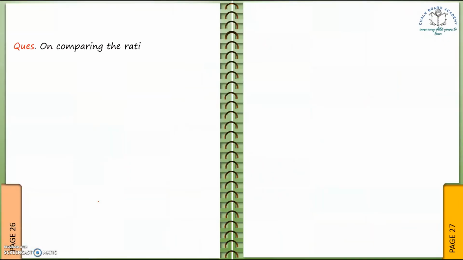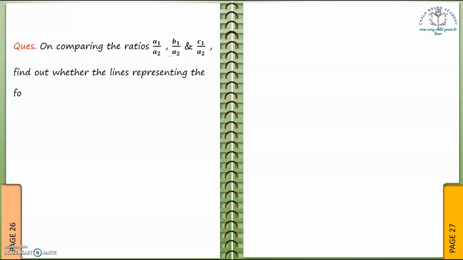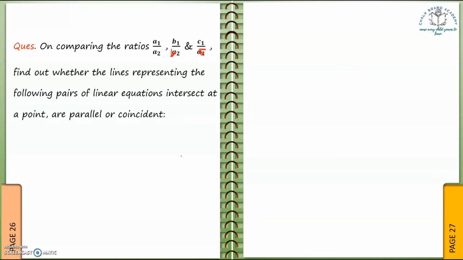The first question is on comparing the ratios, that is a1 by a2, b1 by b2 and c1 by c2. Find out whether the following pair of linear equations intersect at a point, or are parallel or coincident. Let's begin with the first question. We are given two equations: 5x minus 4y plus 8 is equal to 0, and 7x plus 6y minus 9 is equal to 0.